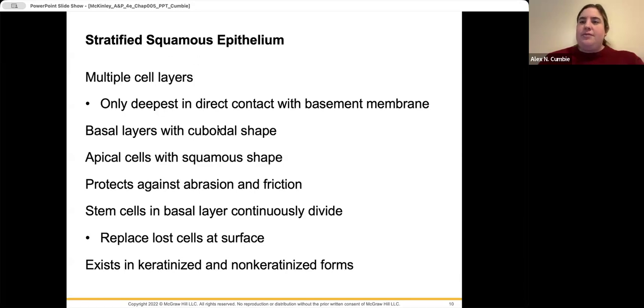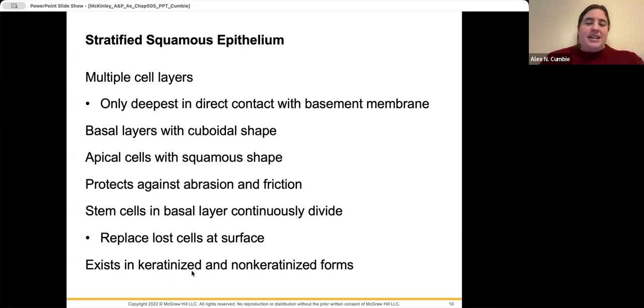Because we have multiple layers of flat cells, it's not playing the same role of diffusion and filtration like simple squamous does in the lungs. Instead, because we have multiple layers here to play with, this is really a protective type of tissue against abrasion and friction. That way, the top layers can slough off if we damage them and then be replaced by those bottom layers. In this type of tissue at the basal layer, we have mitotic cells, which we call stem cells, which continuously divide to replace other cells that are lost.